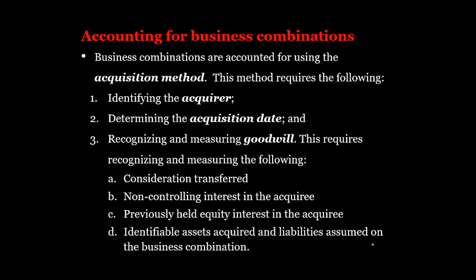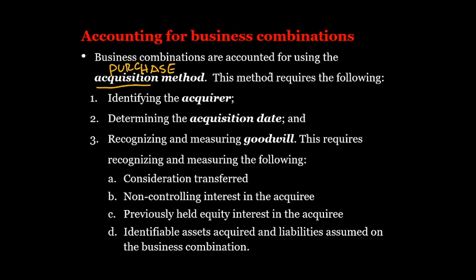Accounting for business combinations. Ayan. Business combinations are accounted for using the acquisition method. Okay. Before, this is not known as acquisition method. This is known as the purchase method. Pareho lang naman, di ba? Okay. Pero mas class daw kasi pakinggan ang acquisition. Ayan. Mas class daw kasi pakinggan ang acquisition method.